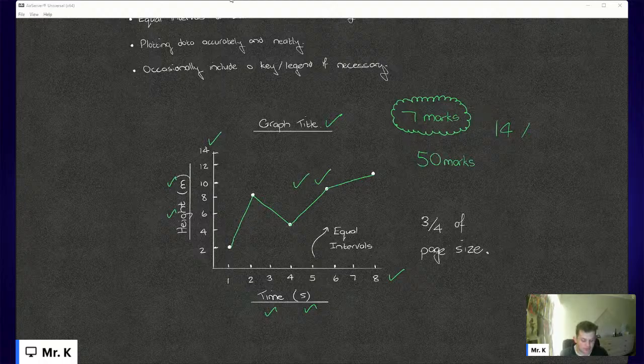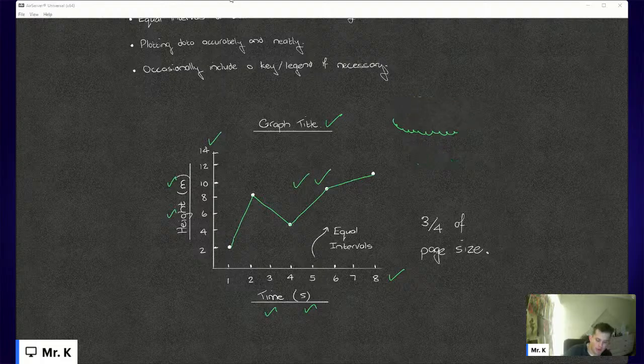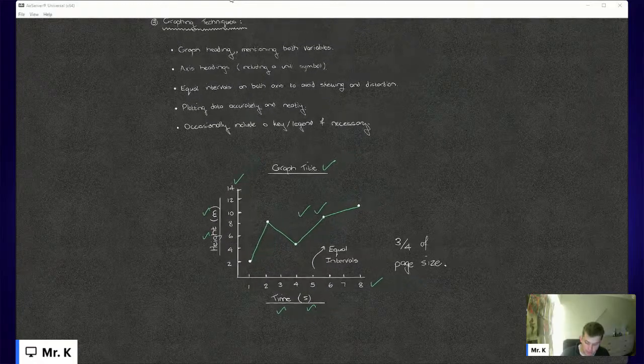14% of your test just for a graph if it's 7 out of 50, for example. Okay, so I'm just trying to show you guys that there's a lot of value in understanding where marks and how marks are awarded when it comes to drawing your graphs.